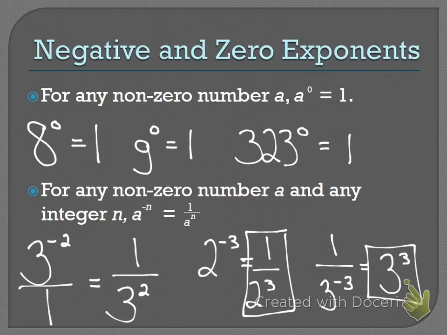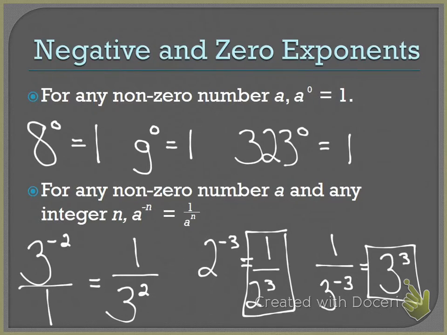You see? So if the directions say, write your answer using only positive exponents, it means take that term and put it on the other side of the fraction. Okay? And that reverses the sign of your exponent. All right, so those are your two rules.